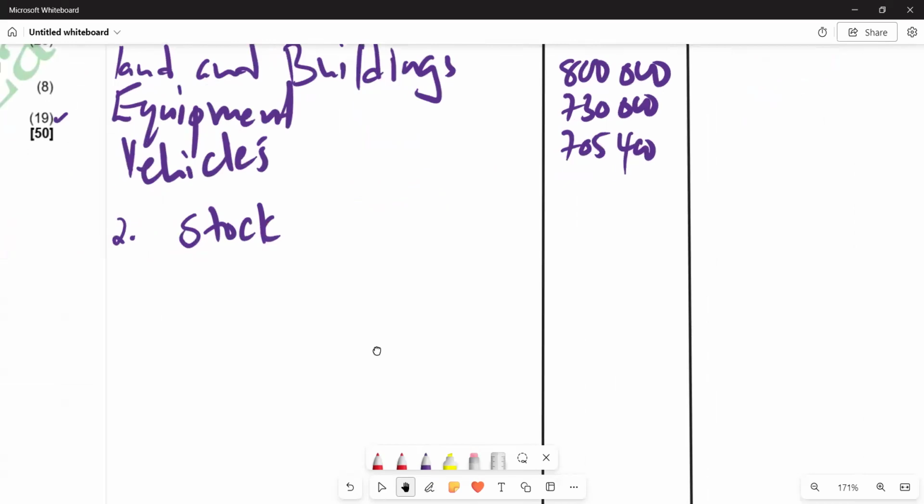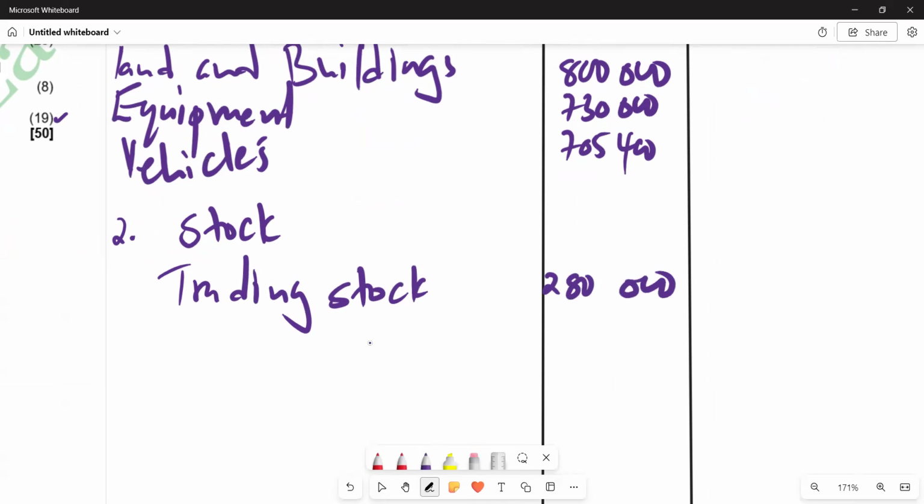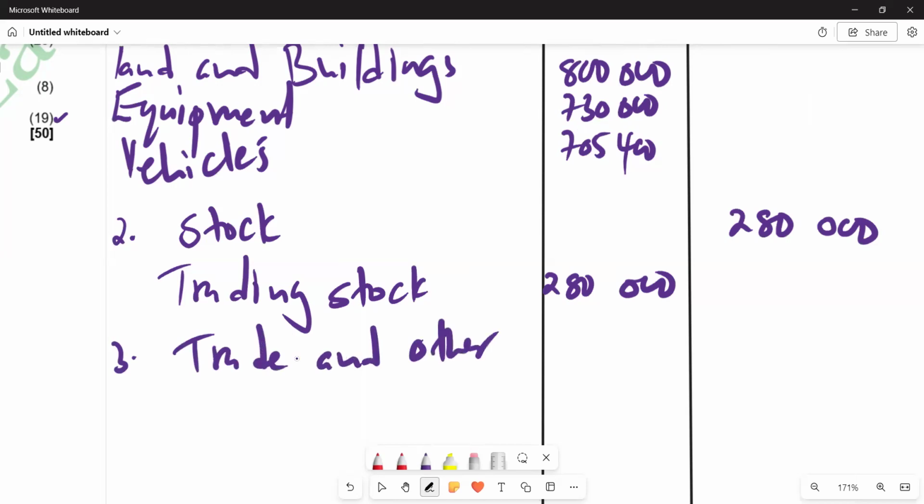So we come here, and we are saying we have trading stock, and the amount for trading stock is 280,000. And this is the same amount that's going to come as our stock here, 280,000, since we only have one item of stock. Right. After stock, we are going to move to trade and other receivables. So that's the note number 3. Trade and other receivables.